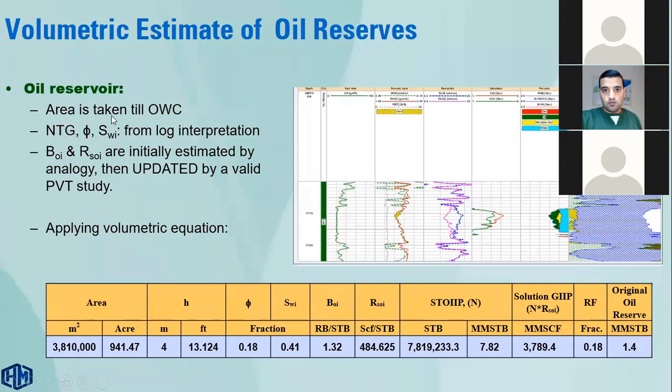For this oil reservoir, the area used in this calculation is taken to the oil-water contact. But the physical parameters, net-to-gross, porosity, and Swi, are taken from the log interpretation. PVT data, like oil formation volume factor, initial value, and solution gas ratio, can be taken by analogy or from a valid PVT study. As you can see, we have these values, and finally we have the STOIIP. And at a specific recovery factor, we have the original oil reserve.